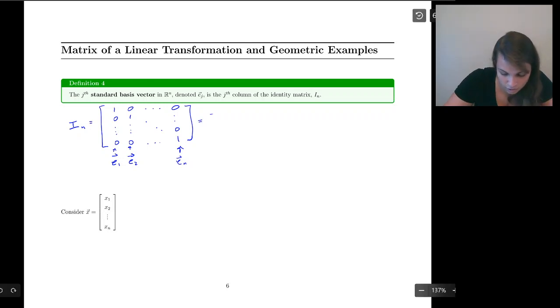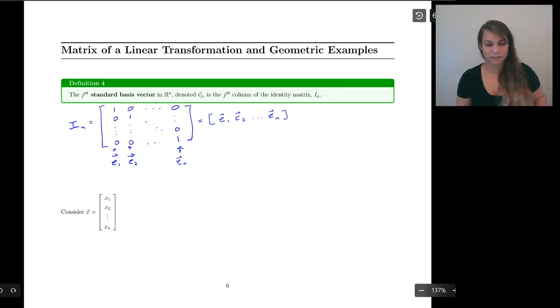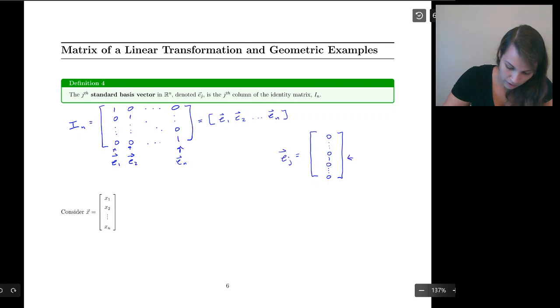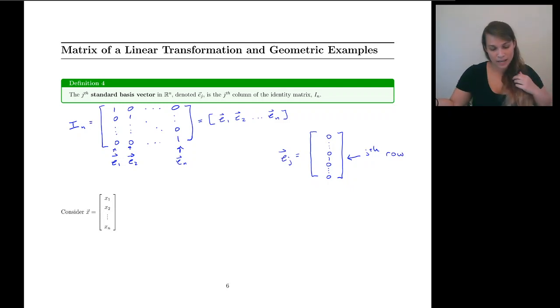So that means we could write the identity matrix using these basis vectors, or standard basis vectors. So that means for the jth one, just to illustrate what it would look like, you can have zeros all the way up to this only one that's going to show up, and that one is going to be in the jth row.